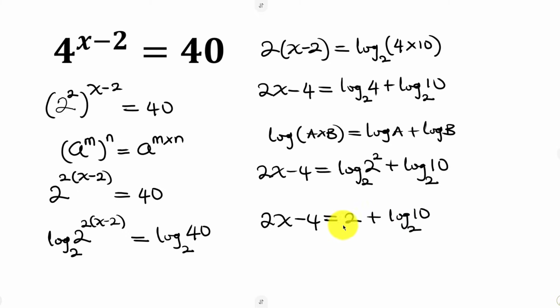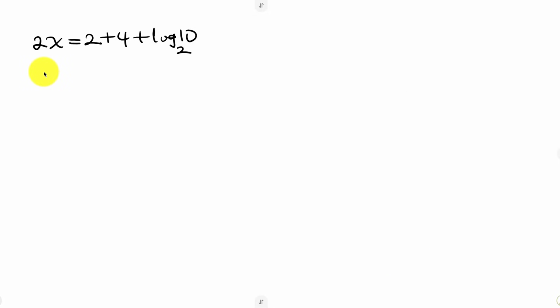Very good. Now let's move this negative 4 to the right hand side, so that we have 2x to be equal to 2. As negative 4 crosses, it becomes plus 4. And then we have plus log 10 base 2. So this becomes 2x equal to 2 plus 4, that is 6, plus log 10 base 2.